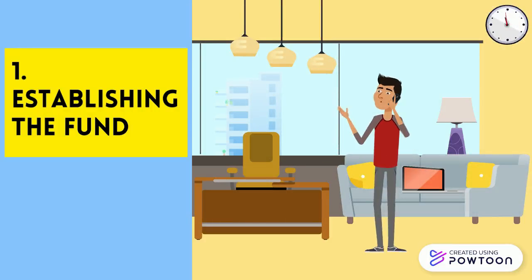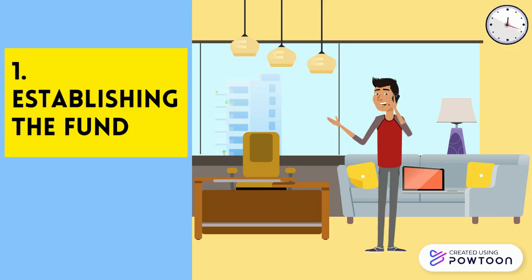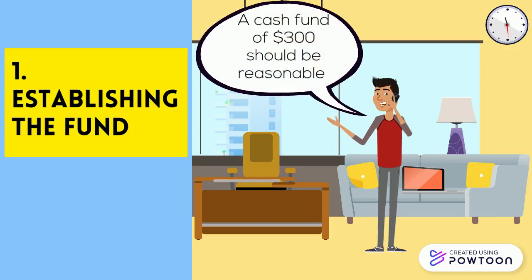To establish a fund, a company must first decide how much money they want to put in the petty cash fund. The petty cash fund is established by writing a check for the amount of the fund, then cashing the check and giving the cash to a custodian who is responsible for the safekeeping of the cash.